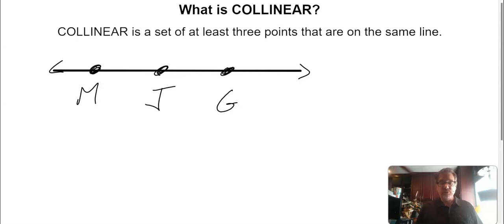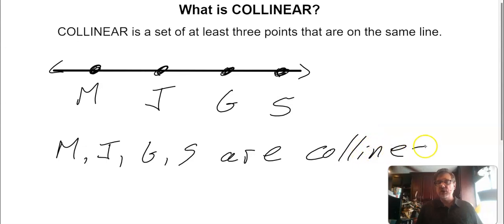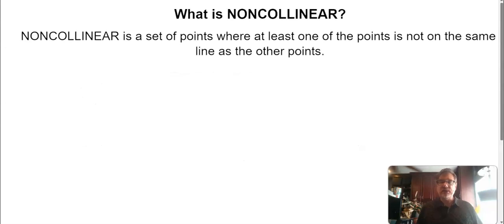So if I put another point on that line, all 4 of those points are still collinear. M, J, G, and S are all collinear. Point M, point J, point G, point S are collinear because they are all on the same line. Now, if any one of these points is not on that line, then they are non-collinear.